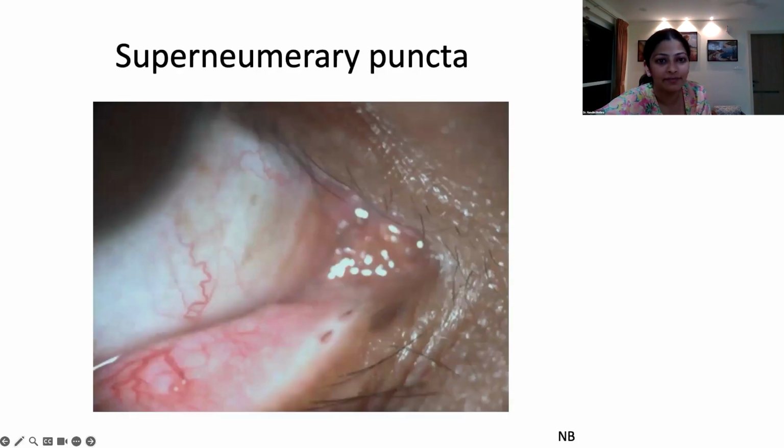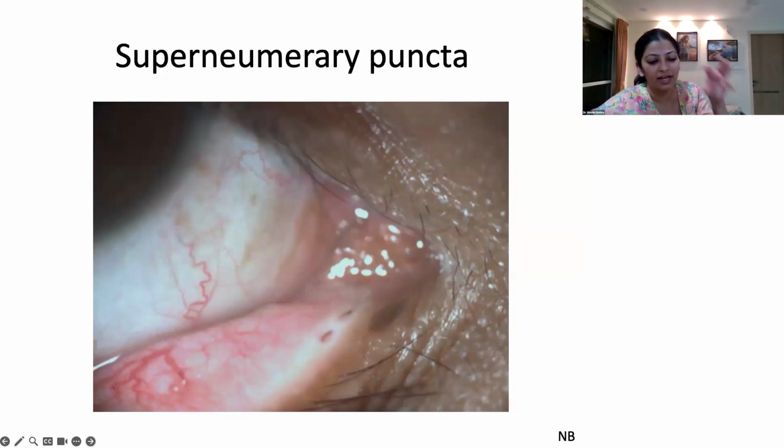Okay, next. The last part where you may have some amount of epiphora because of weakness of a lacrimal pump function is something called a supernumerary puncta, where you see more than one puncta. If you look at the lower eyelid, you see two openings, right? One in the actual place and one on the canaliculus. So this can also cause minimal epiphora, but there is no discharge, and generally there is no associated other anomalies. Next.